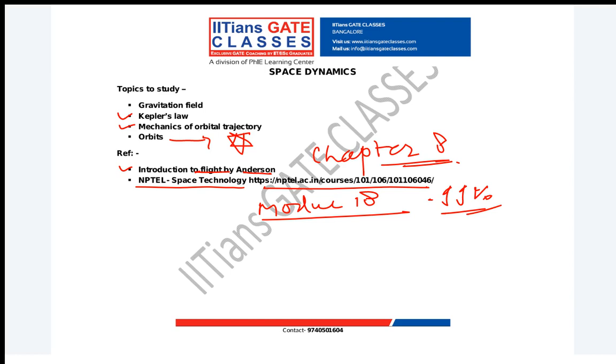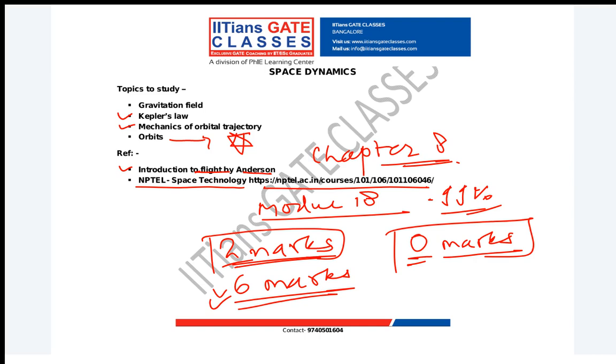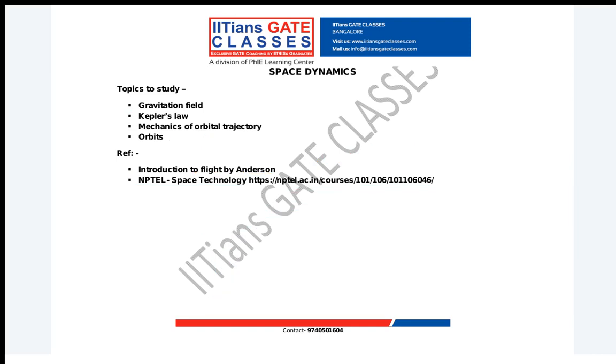Now, if you take the weightage in the GATE exam, usually it is asked like 2 marks, like one question from Space Dynamics. In one paper, there were 3-4 questions for 6 marks. In the recent 2020 or 2019 paper, it was 6 marks. And in some papers, you will not find any question from Space Dynamics, maybe 0 marks. But usually it is 2 to 4 marks max. So this is about the weightage part.